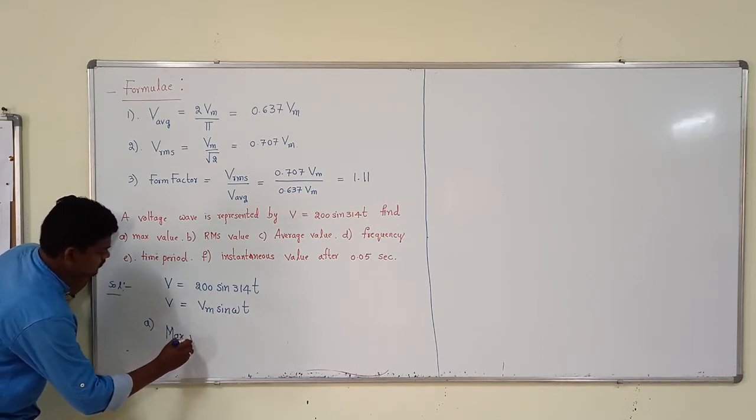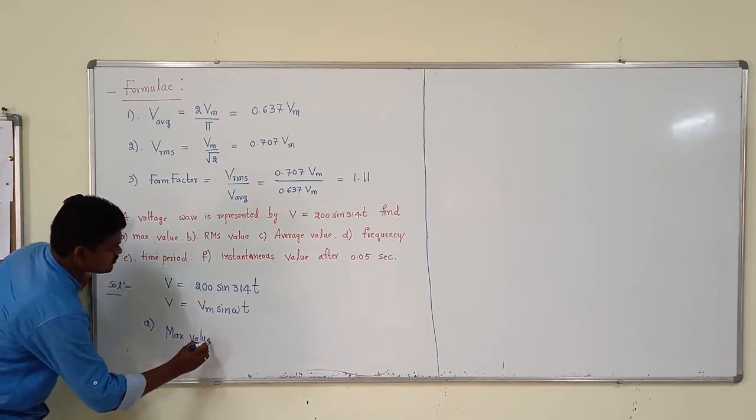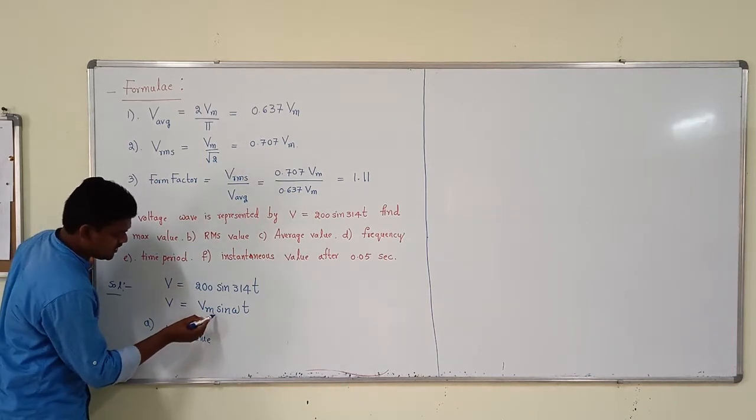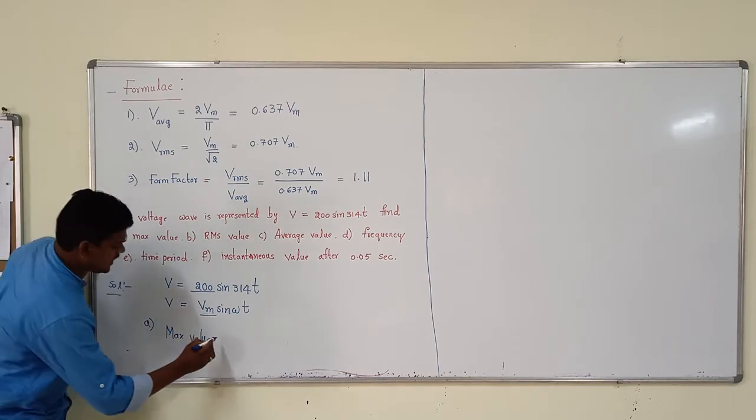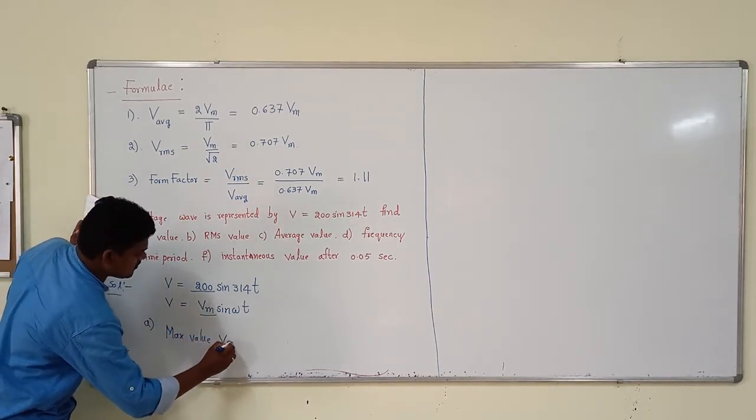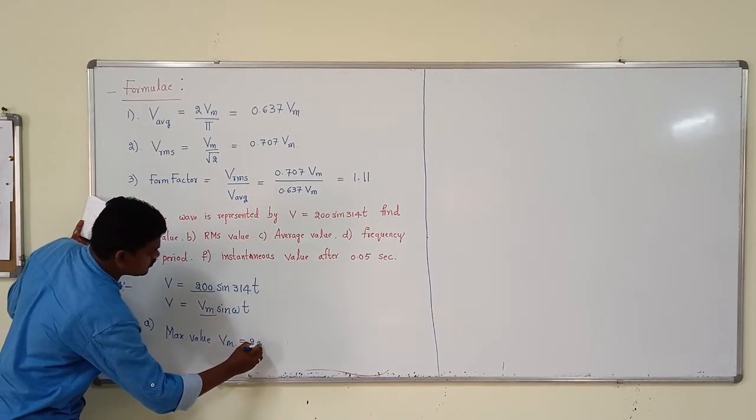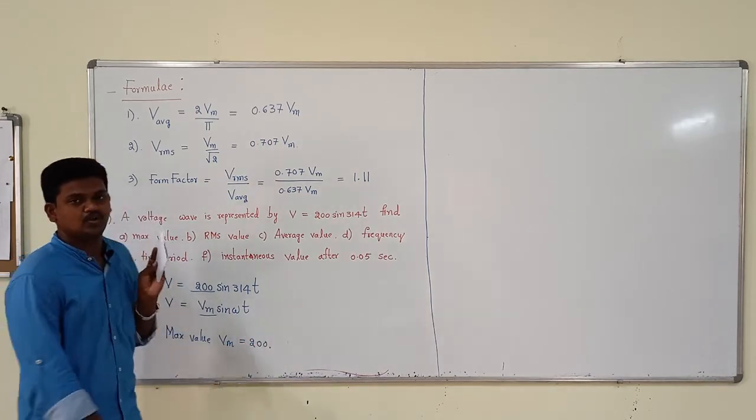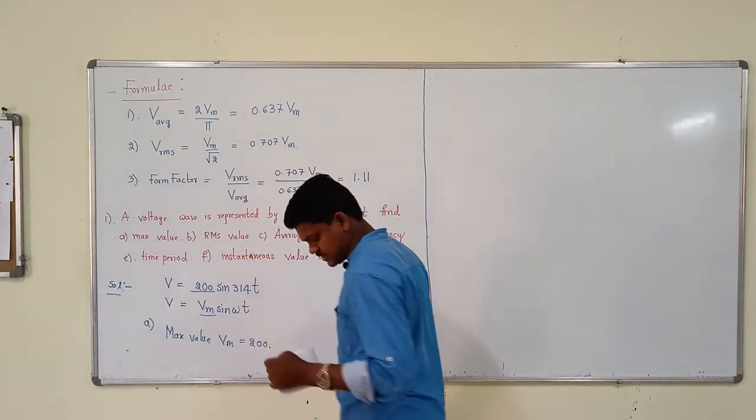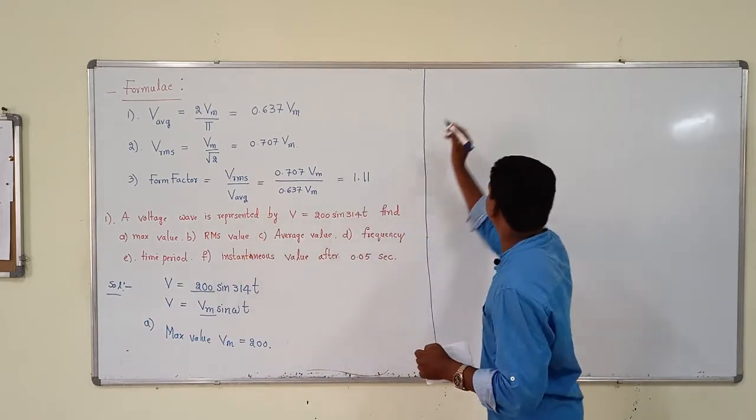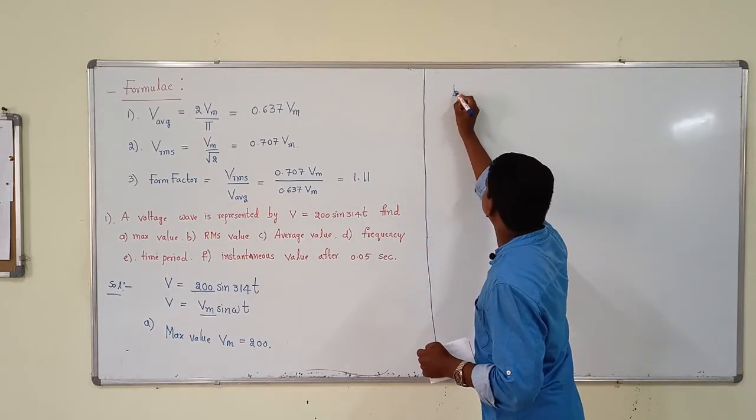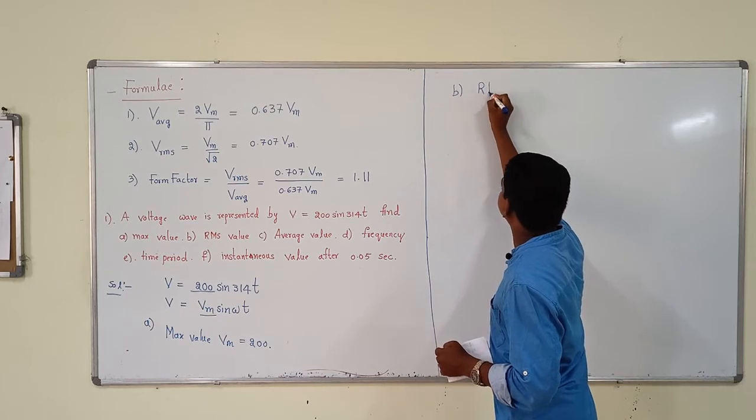Max value. By observing the equation, what is the max value? The max value is Vm. Comparing the two, Vm is 200. Directly we can write the maximum value Vm is 200. The next thing is the RMS value.